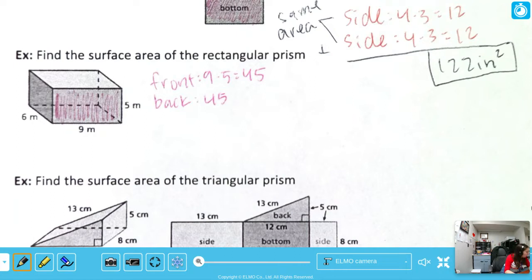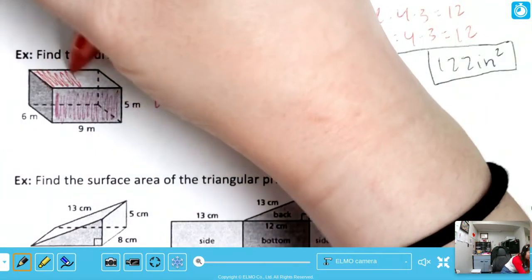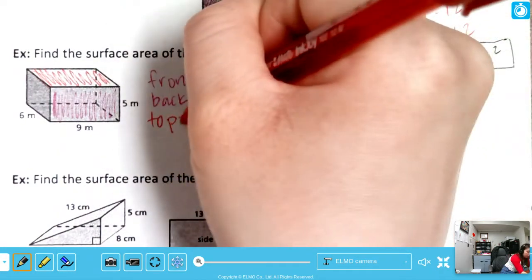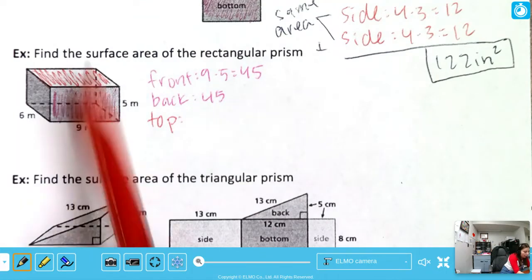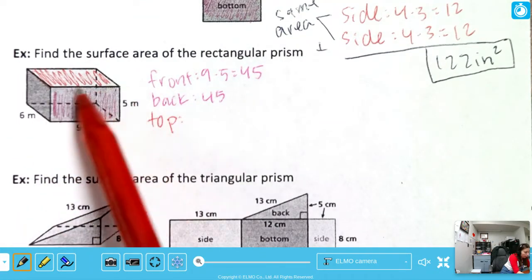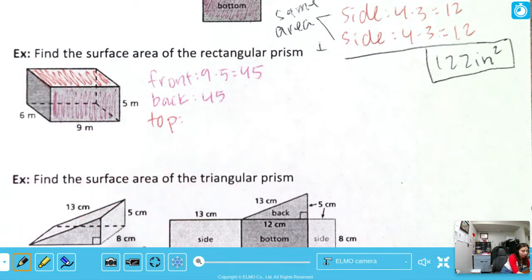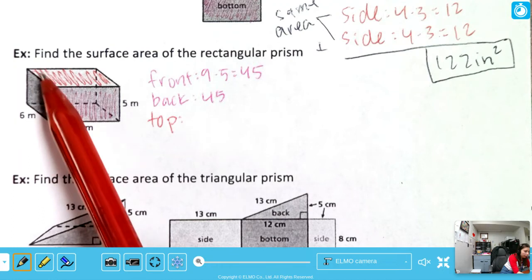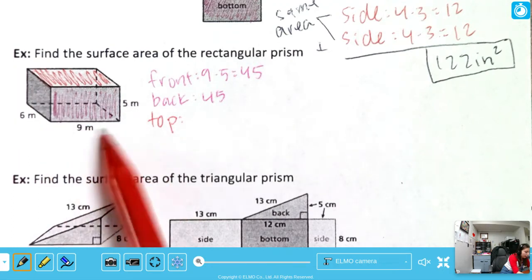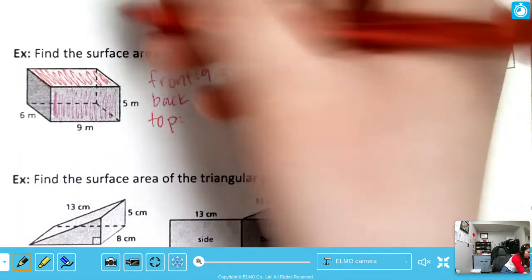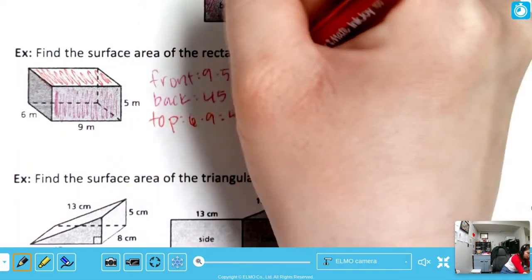Next, I'm going to work on the top, because that's the one that I see next. So I'm going to color the top in a different color, in red, and think about the area of the top. Now this is again a rectangle. Its length and width you may not notice at first because there are no labels directly on either of these lines. But remember, in a rectangle, opposite sides are equal. So if this side is 6, this is 6, the length is 6. If this side is 9, this side is 9, the width is 9, 6 and 9. So I'm going to multiply 6 times 9 to get this area of 54.